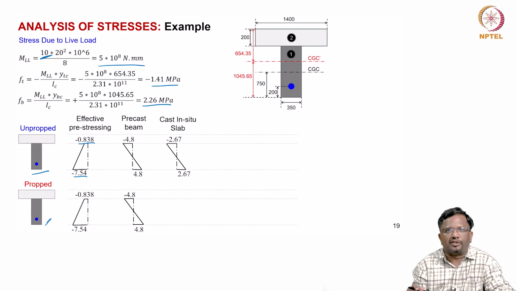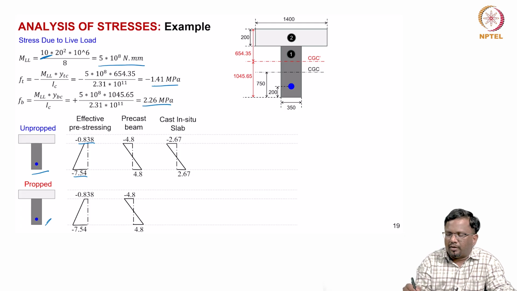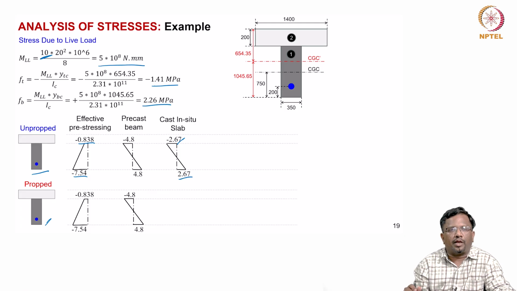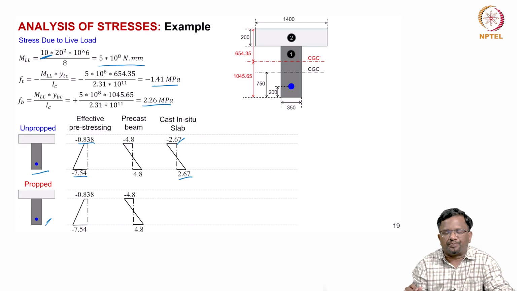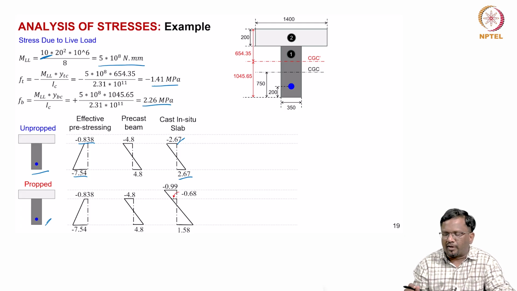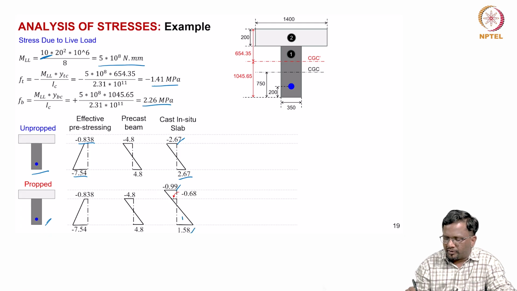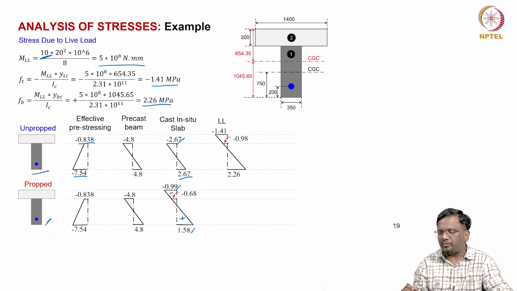For cast in place slab, I get 2.67 and 2.67, this is the only difference. In case of an unpropped condition, the weight of the slab will be resisted only by the web, but in case of propped condition, it will be resisted as a composite section. So, I am going to have negative 0.99 and 1.58. So, this is going to be tension and this is going to be compression, right.